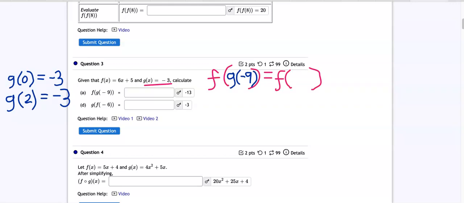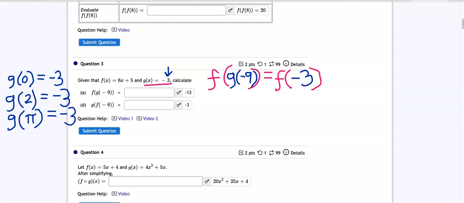We need to evaluate g of -9. Now, g of x is always going to have an output of -3. So whether you have g of 0, that's an output of -3, or g of 2, that's an output of -3, or g of 100, or g of pi, it doesn't matter what number you plug in. Sure, let's do pi. The output is always, with a constant function, going to be the same. And you can tell you have a constant function because on the right-hand side of the equation, you'll notice that there's no x. There's just a number, there's no x. That's a constant function. So that means that the output of this is -3.